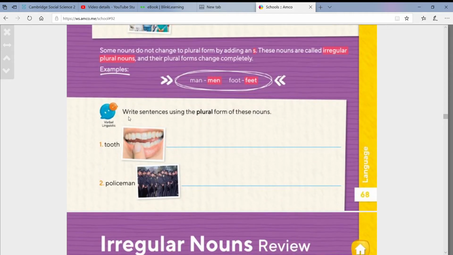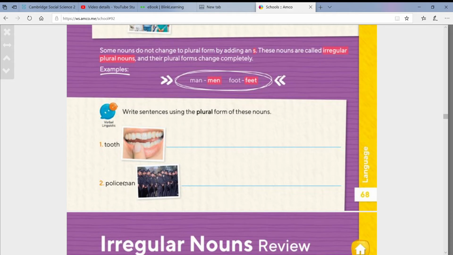Okay, so let's have a look. So, number 1. One tooth. How do we change? 1 tooth becomes 2 teeth. So we're going to write a sentence. I have got teeth, for example. Number 2.